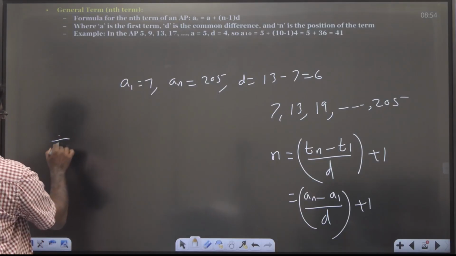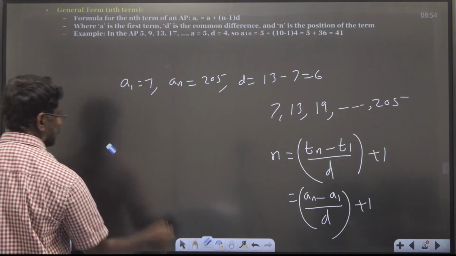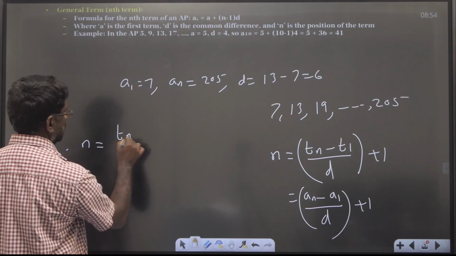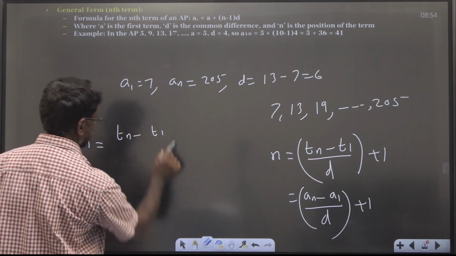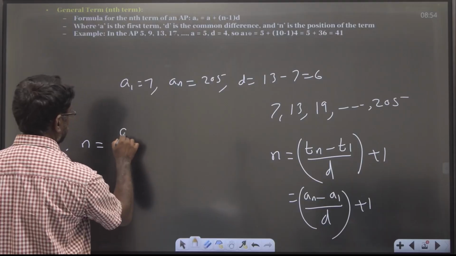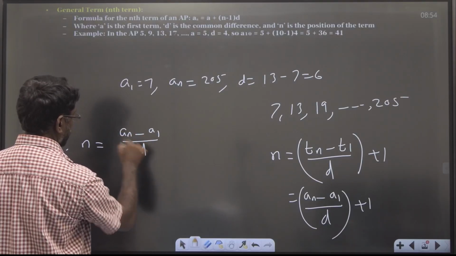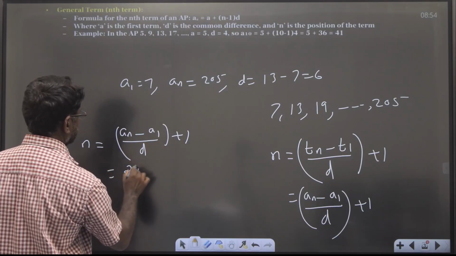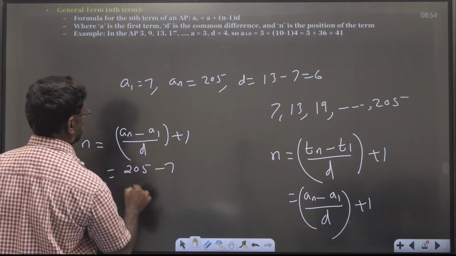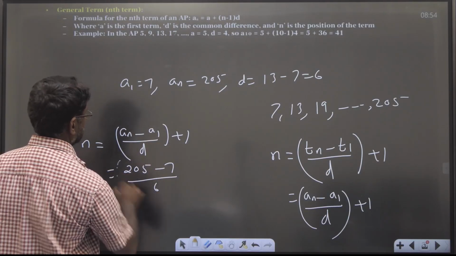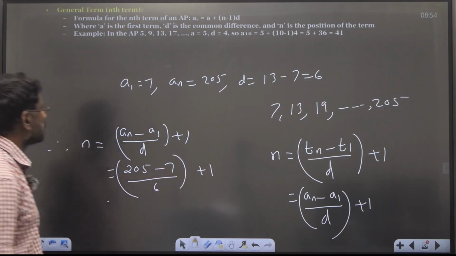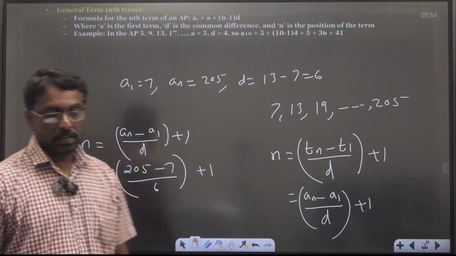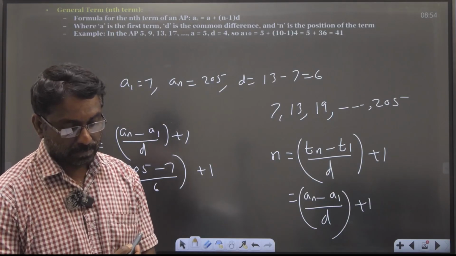Therefore, number of terms n is equal to the formula (An minus A1) by d, plus 1. What is An, the last term? 205. What is the first term? That is 7. What is d? That is 6. In bracket, plus 1. This will be in a bracket. So simplify this. You will get the answer.